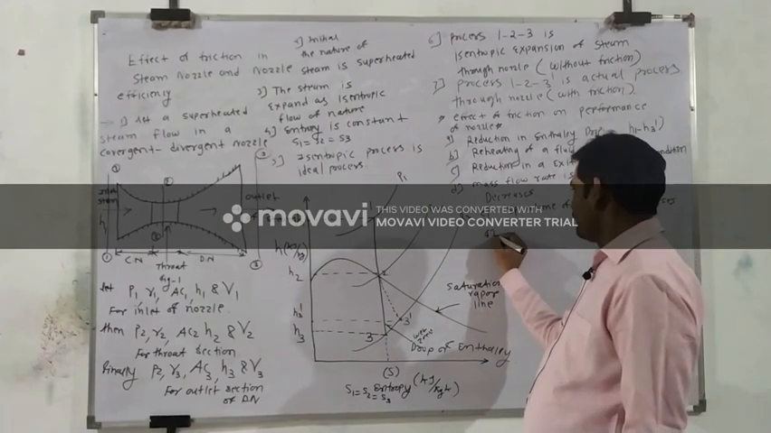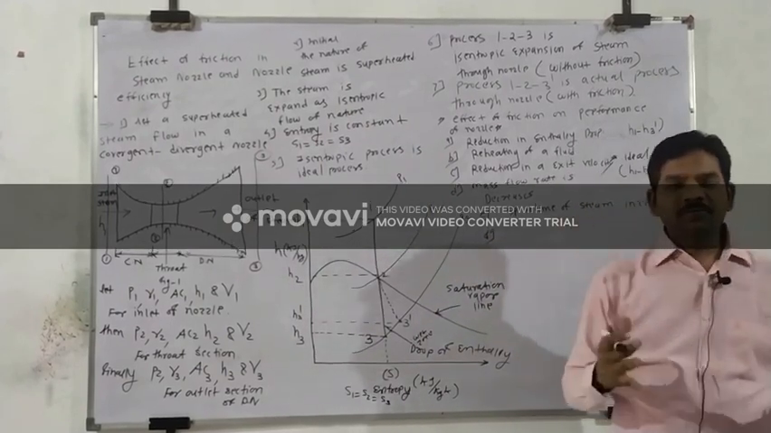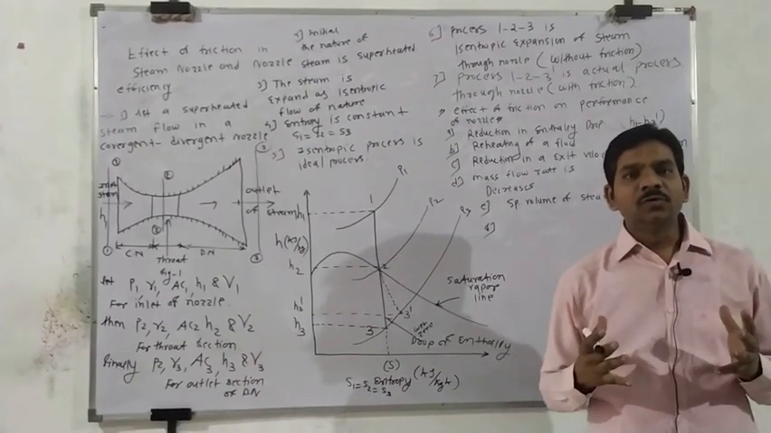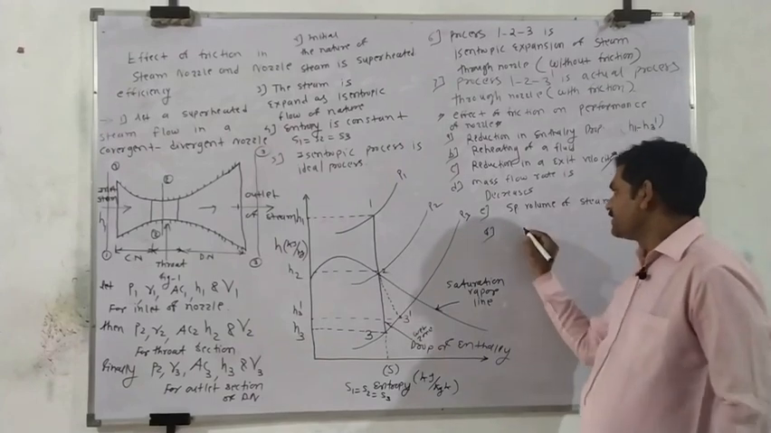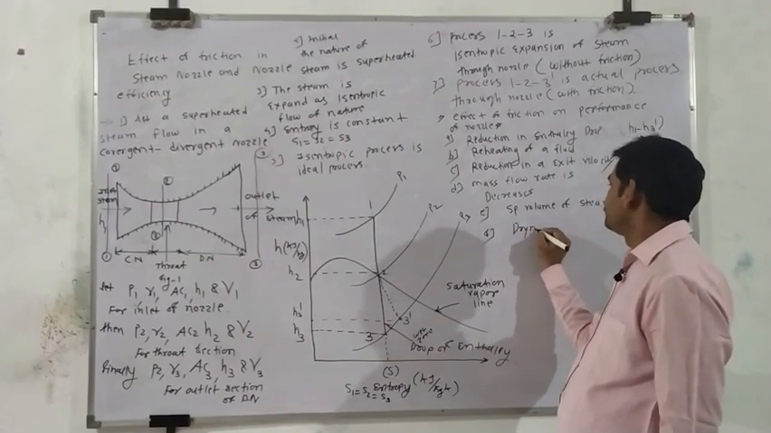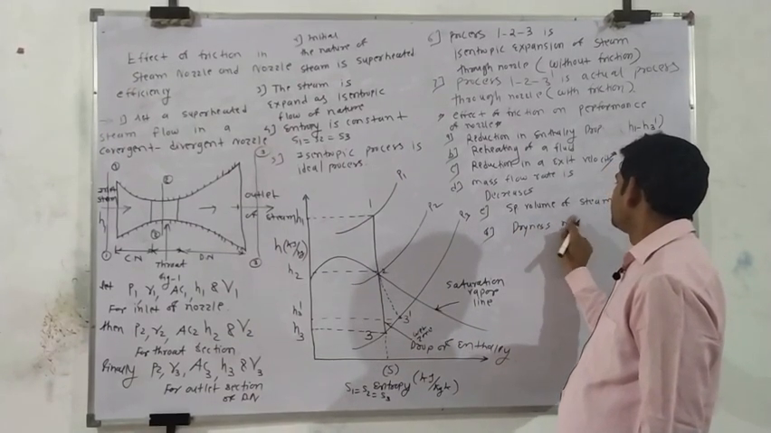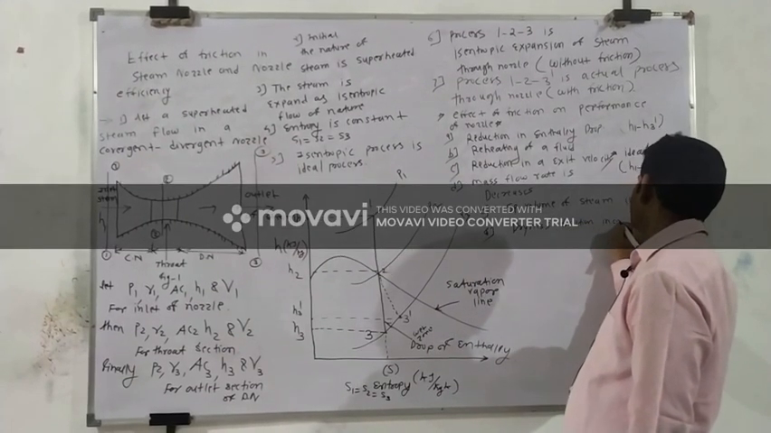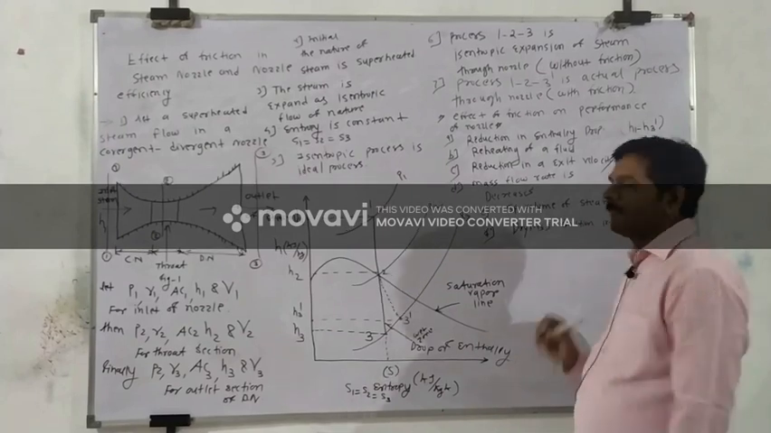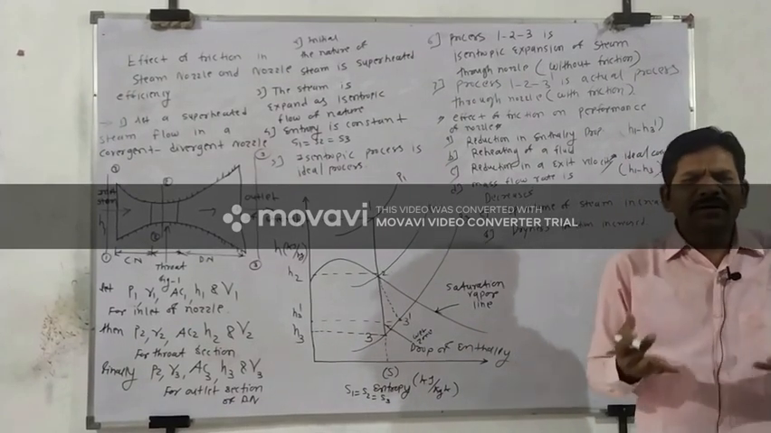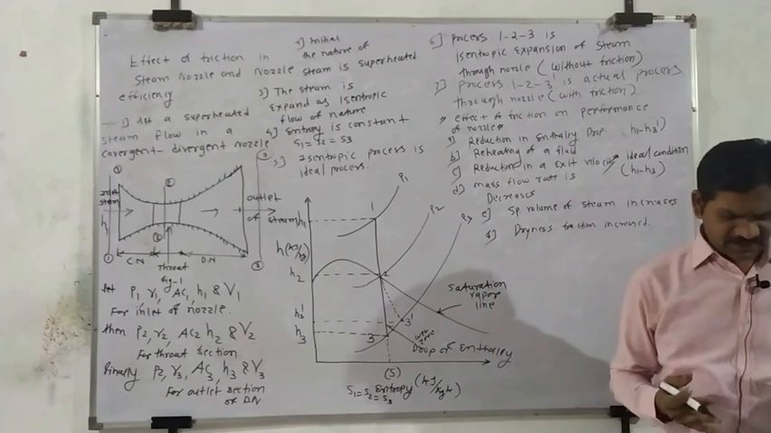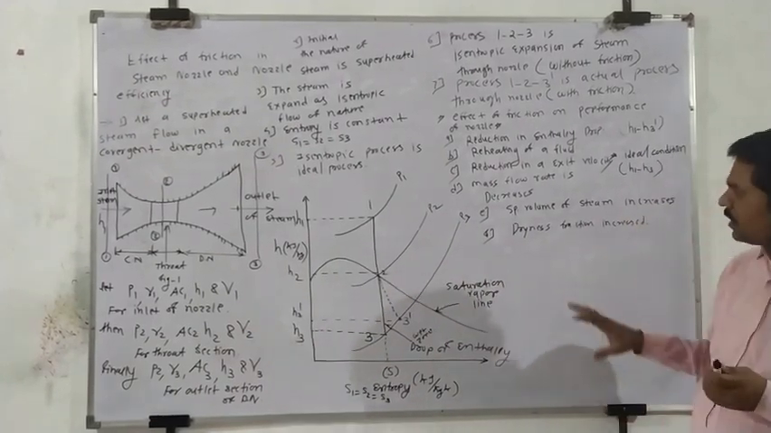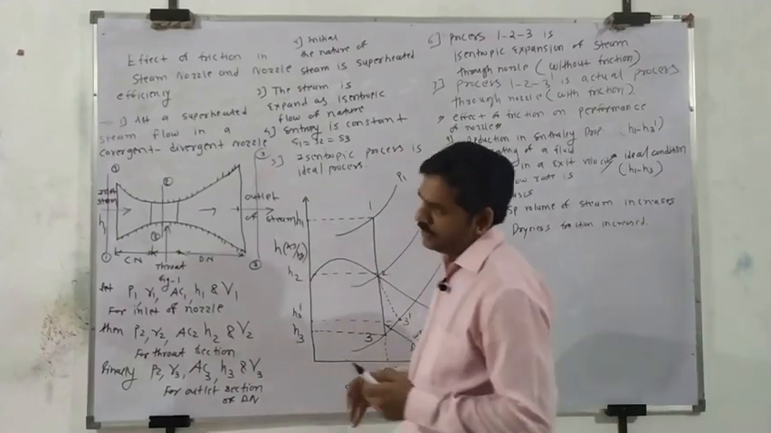Then another point. Because of the reheating, what happens to the dryness fraction? It increases. Yes or no? Yes, because a drier quality of steam is obtained. That's why the dryness fraction increases. So these are the effects of friction in nozzles.